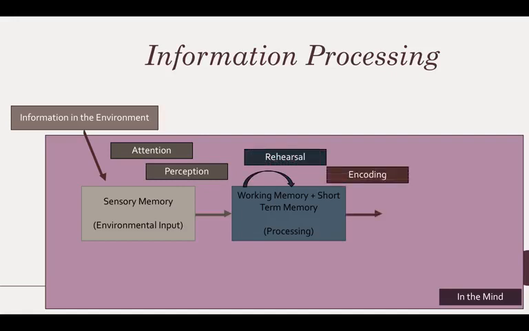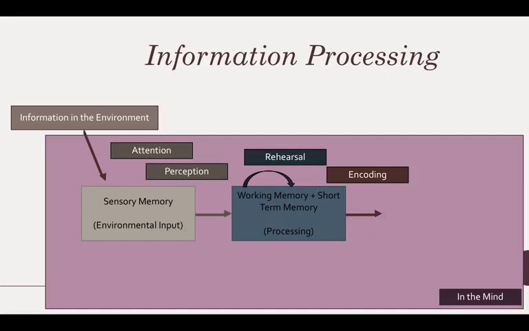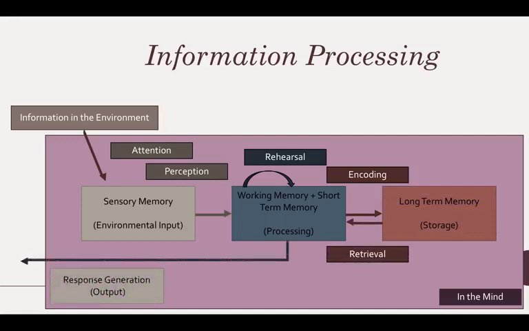And some of the information that we process, we choose to remember or store in long-term memory. And the process of moving information from working memory to be stored in long-term memory is called encoding. And then sometimes we want to pull information out of long-term memory, potentially to help us with processing of new information in working memory. And that process of pulling information out of long-term memory is referred to as retrieval. And then we're able to spit information back out into the environment through our response generator.